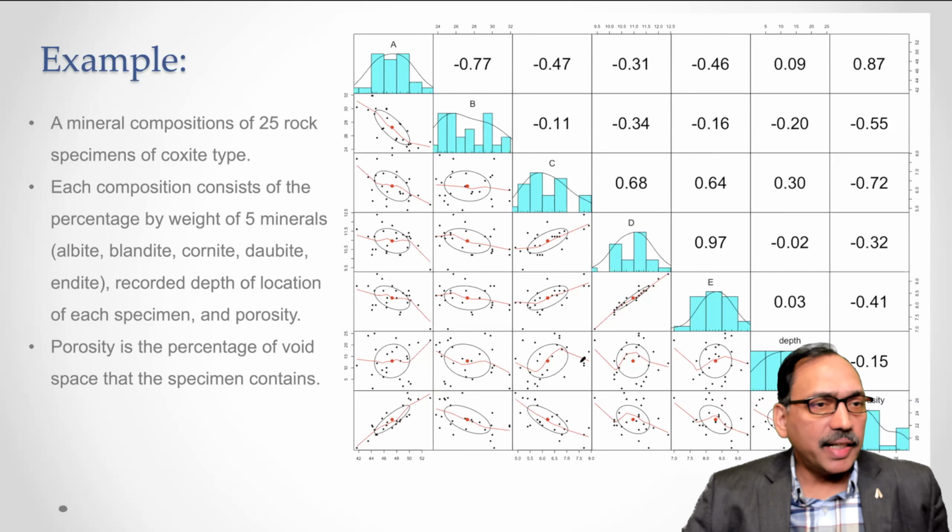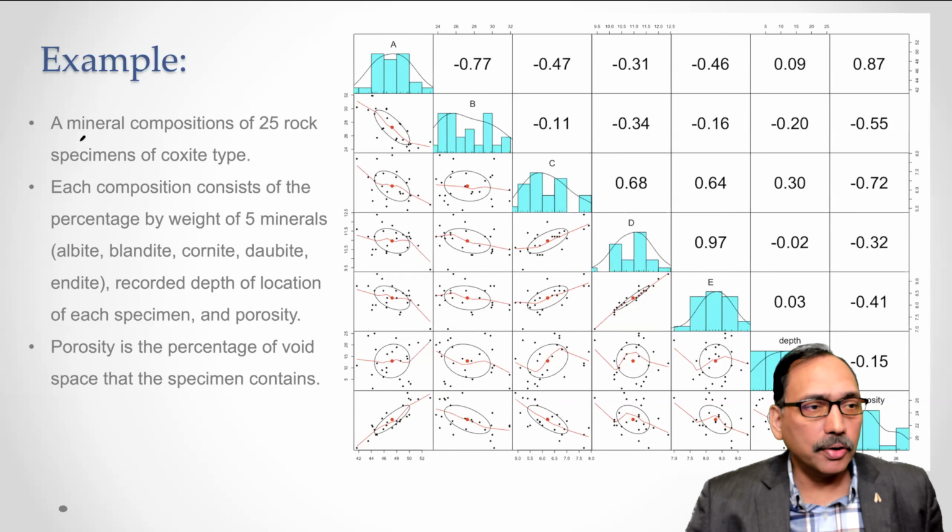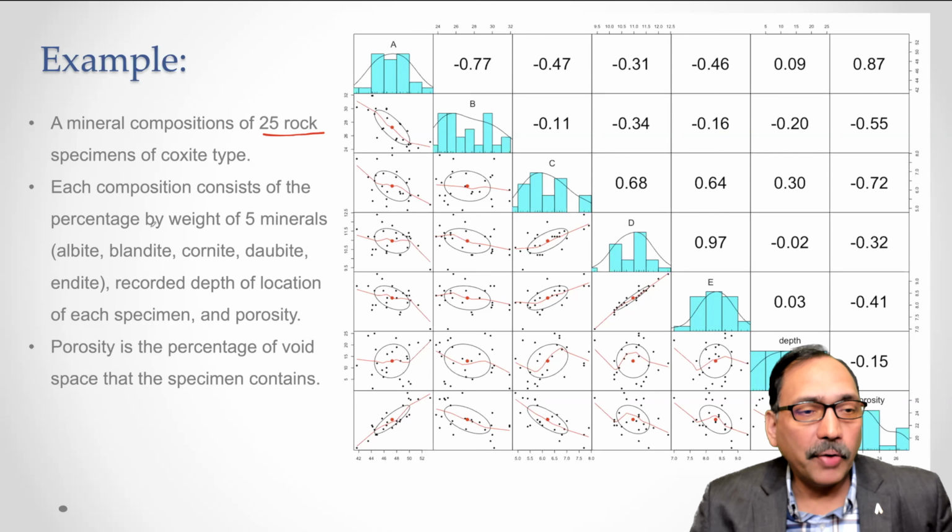There is one more data set. This is about mineral compositions. So I'll do this in R also. It contains the mineral composition of 25 rock specimens, and each composition consists of percentage by weight of 5 different minerals. In the data set, basically they are labeled as you can see A, B, C, D, and so on. So that comes from this A, B, C, D, and E.